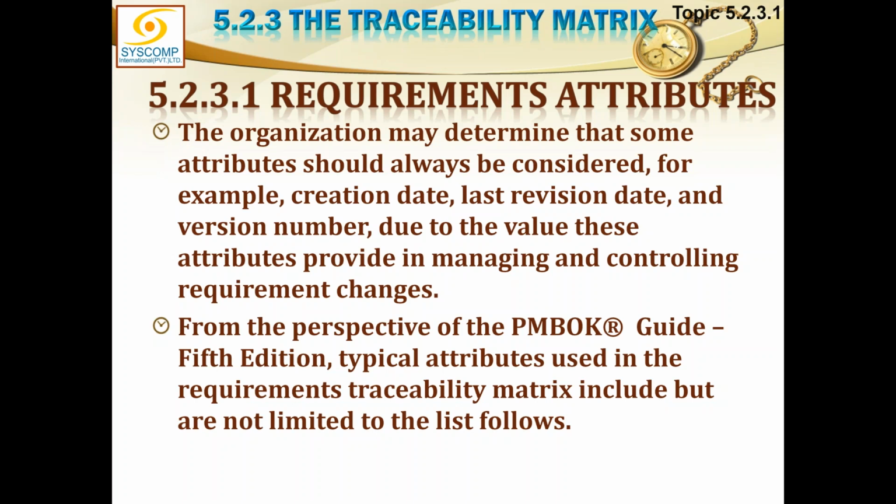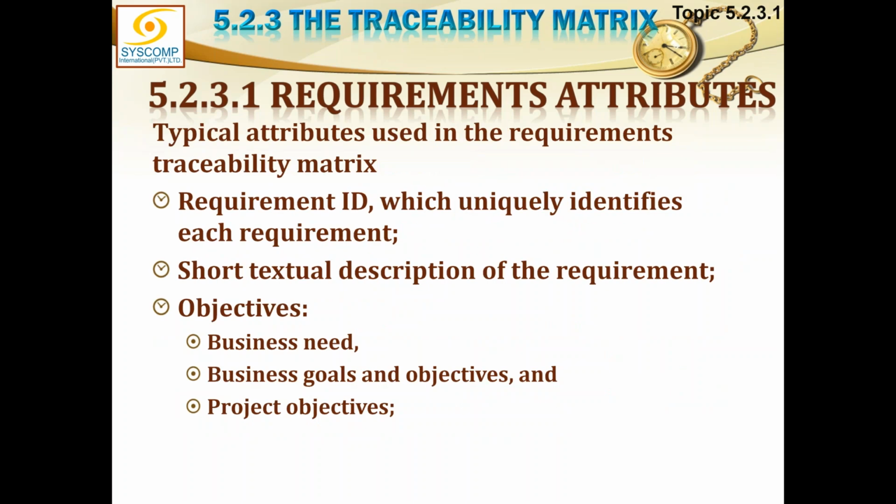From the perspective of PMBOK, typical attributes used in the requirement traceability matrix include but are not limited to the following. The first is the requirement identification. In all cases, we must have a requirement ID, a unique identifier for each requirement. Then a short textual description. Naturally, whatever the requirement is, a very brief description must also be provided. Then the objectives: which business need it is fulfilling, which business goal and objective it is aligned with, and what are the project objectives it is focusing on.